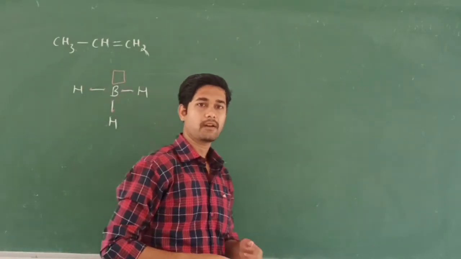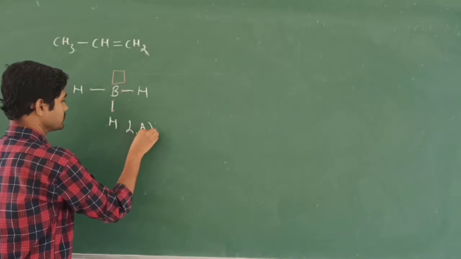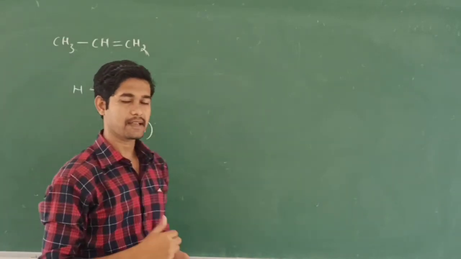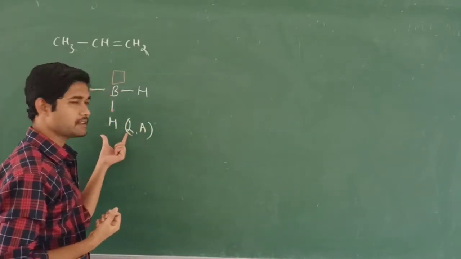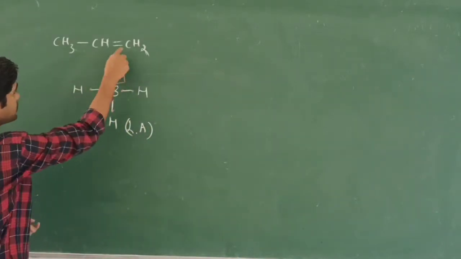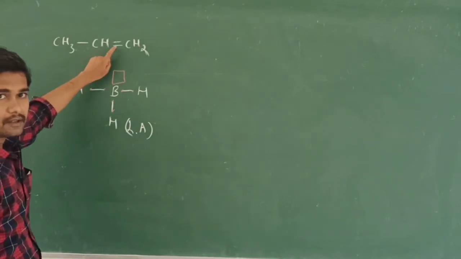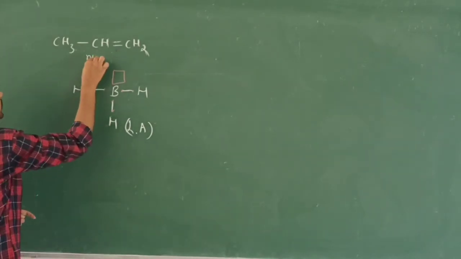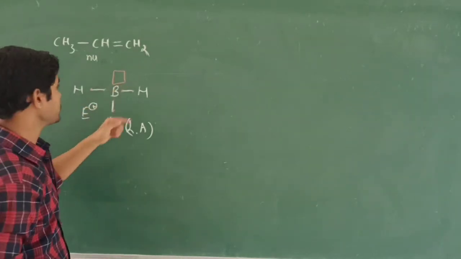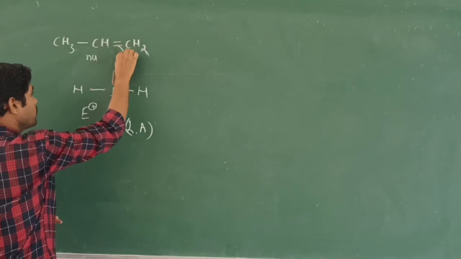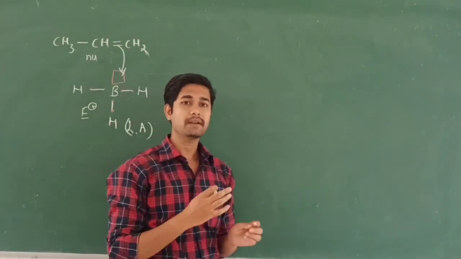Due to this vacant orbital, this compound acts as a Lewis acid. It wants to acquire some electrons; that is, it is electron deficient. Here in this alkene, propene, there are loosely held pi bond electrons. So the alkene acts as a nucleophile and the borane acts as an electrophile, because it is electron deficient. This pi bond will come and attack here.